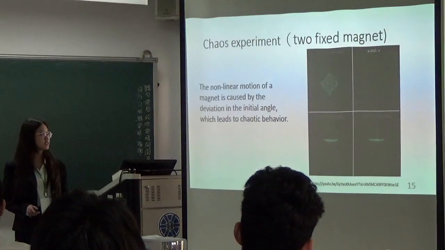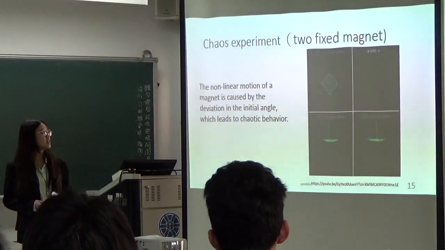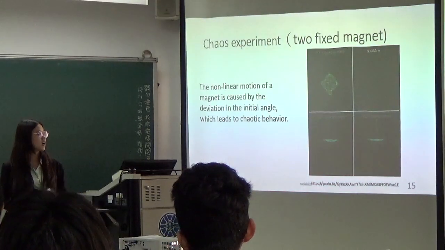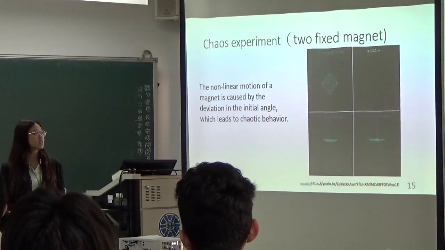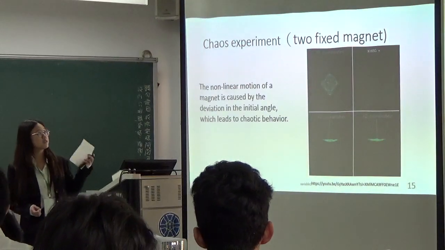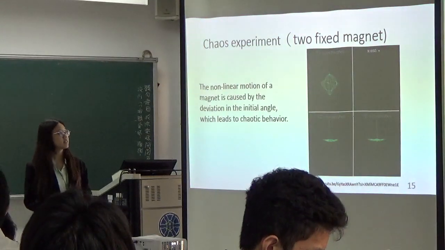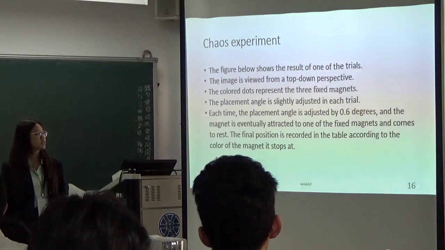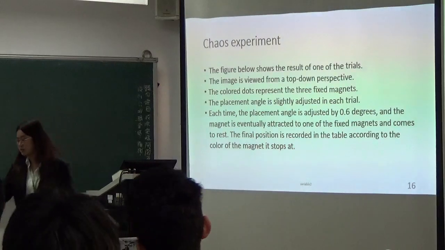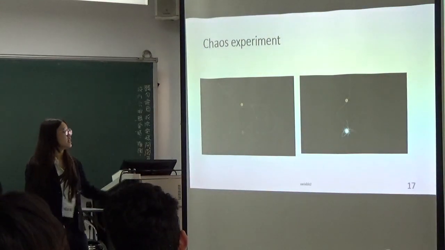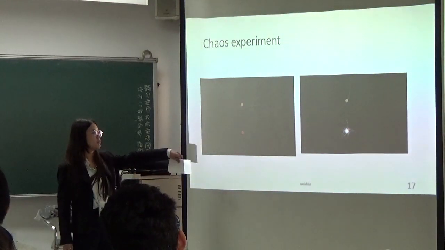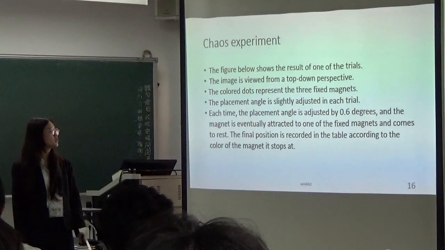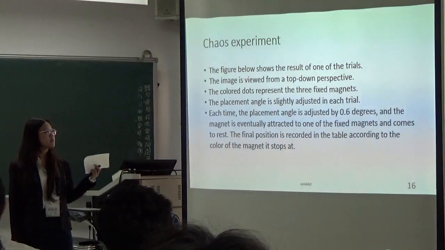Chaos experiments. The nonlinear motion of a magnet is caused by the deviation in the initial angle, which leads to chaotic behavior. And I used two fixed magnets over there. In the chaos experiment, the figure below shows the result of one of the trials. Here you can see the moment of the motion, and the image is viewed from a top-down perspective.